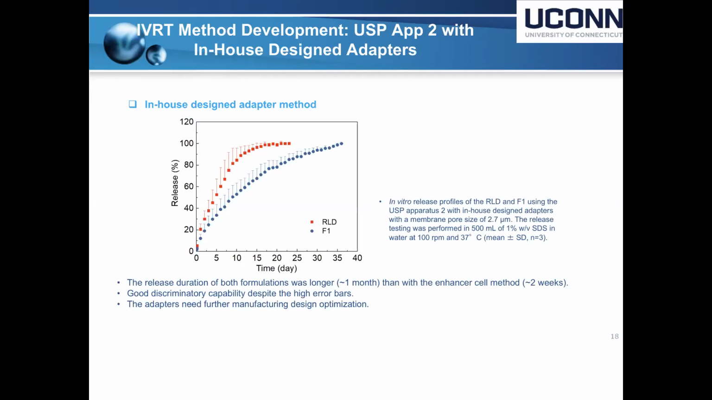So with our in-house design method, we actually got better discrimination between the RLD and F1, again, going up to, as in the previous one, at least 14 days and beyond. But we did get this relatively high error bar, which we believe was due to the manufacturing method with the base, and we are working on improving that now.